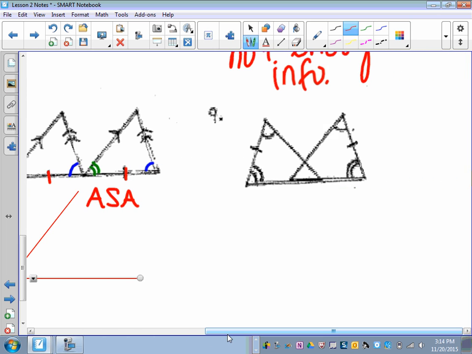Alright, then our last one down here. They're overlapping, but actually they already gave us all the information we need. We have angle, side, angle, angle, side, angle. So we end up having these are congruent by angle, side, angle.